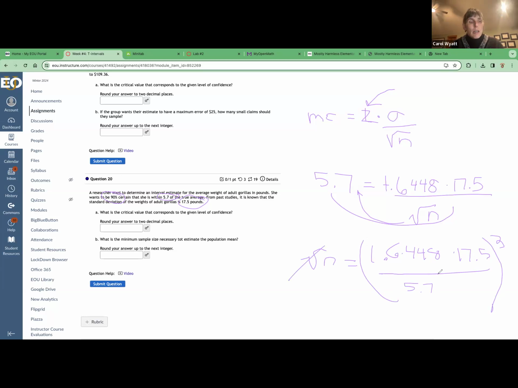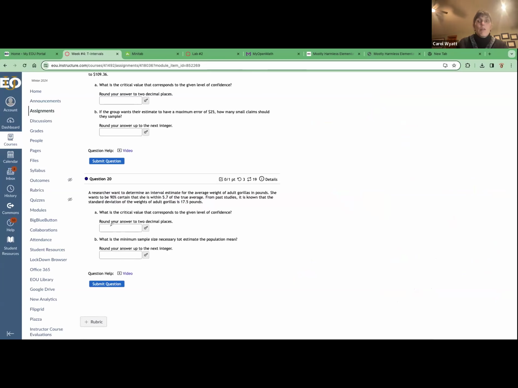So we're going to take our critical value. That's why it didn't matter if it was negative. You're going to square it anyway. The critical value times your standard deviation divided by the margin of error you'd like to see, whole thing squared. That gives me 25.5. So this number right here, you can't take a 0.5, so you're going to round up to a whole number of 26.